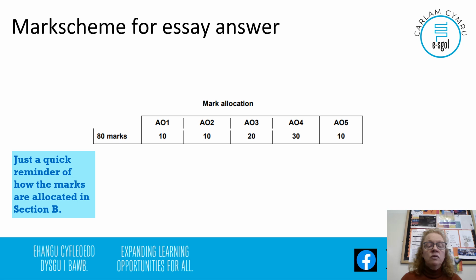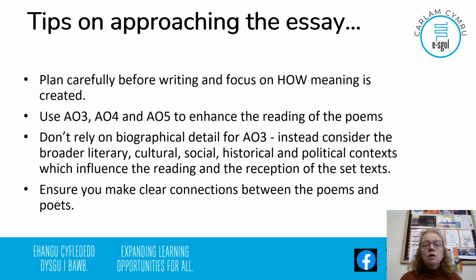Okay, so there's a quick reminder of the mark allocation. What you're going to do in this section, again, is plan before you go. Plan carefully, focus on how meaning is created, looking at the themes that you've been given. Make sure that your use of AO3, AO4 and AO5, so the context, the alternate readings and the comparison, help to enhance your reading of the poems. So again, it's not just about technique spotting, it's not just about dumping in the year that the poem was written or the year it was first published, it's about you analysing what that means in terms of the meaning.